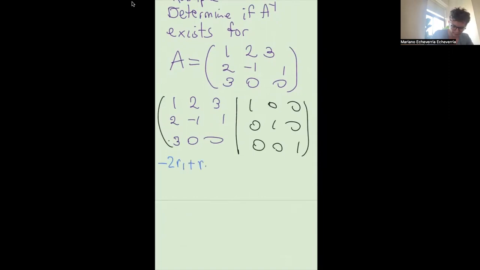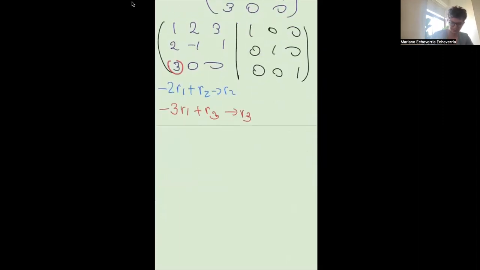So I'm going to do -2 row 1 plus row 2 into row 2. That will give me a 0 here. And I'm going to do -3 row 1 plus row 3 into row 3. And that will give me a 0 here. So let's see what that gives me now. I'm going to use row 1 as a standard: 1, 2, 3, 1, 0, 0.